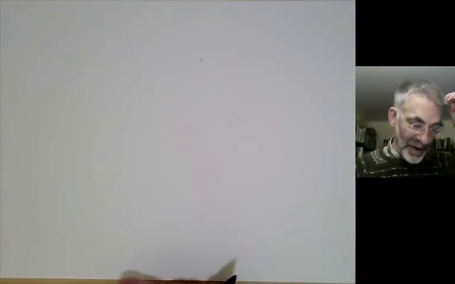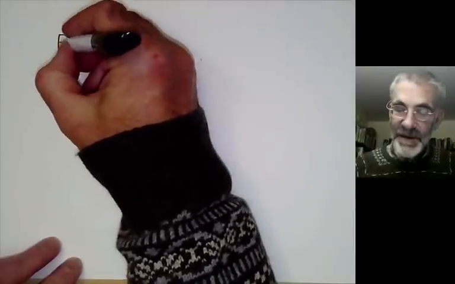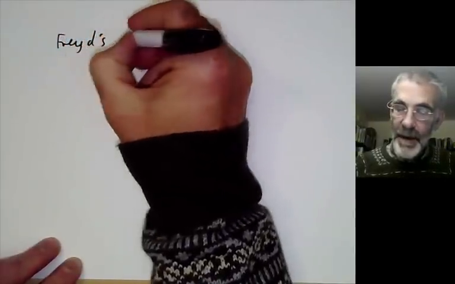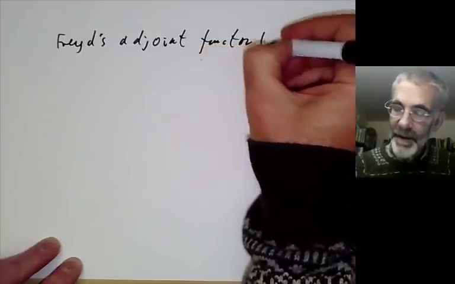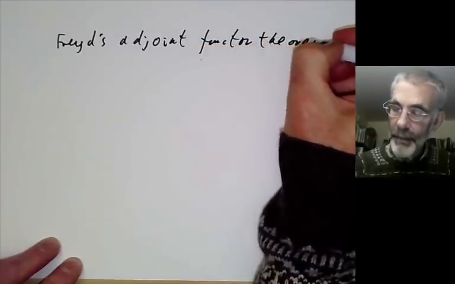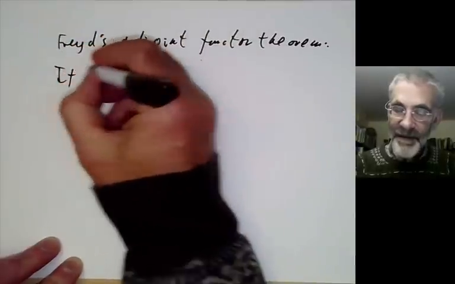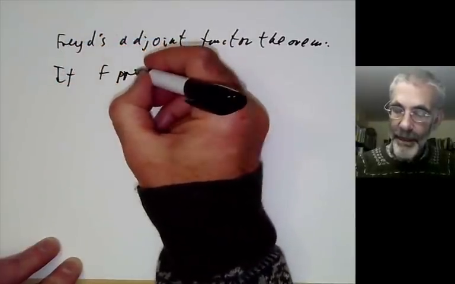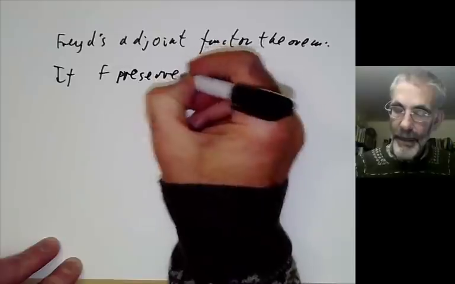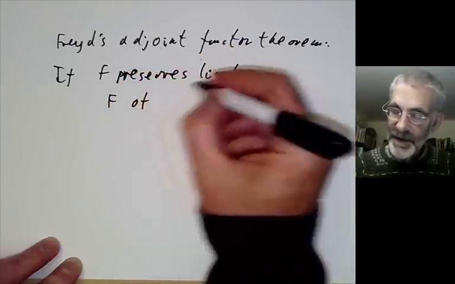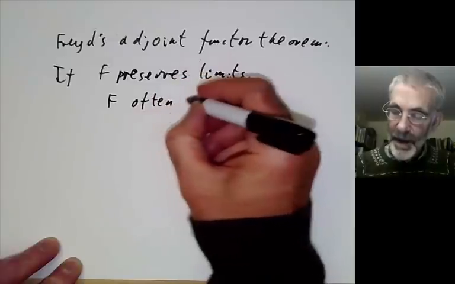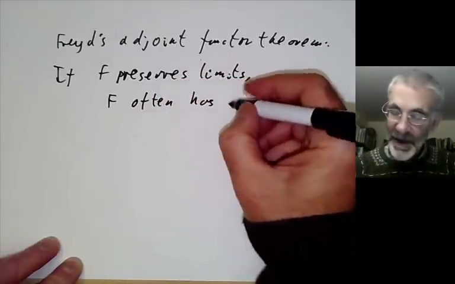There's also a sort of converse to this, which is Freyd's adjoint functor theorem, which says that if F preserves limits, then F often has a left adjoint.